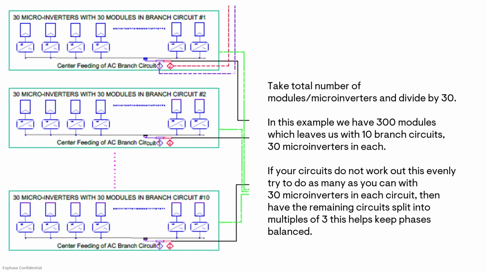To identify how many circuits we need, just take the total number of modules or microinverters on the project and divide by 30, since 30 is the maximum number of micros each circuit can have. In this example, we have 300 modules, which leaves us with 10 branch circuits, 30 microinverters in each. If your circuits do not work out this evenly, try to do as many as you can with 30 microinverters in each circuit, then have the remaining circuits split into multiples of 3, which will help keep phases balanced.